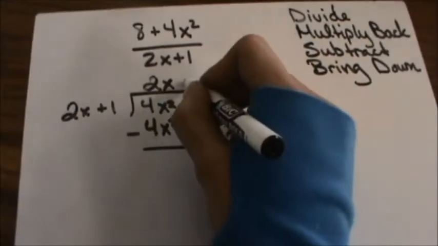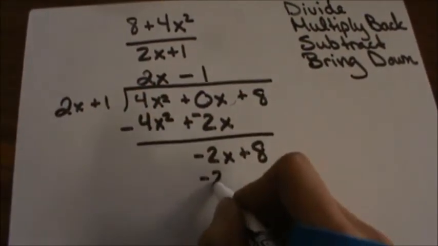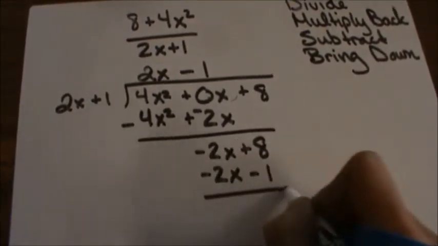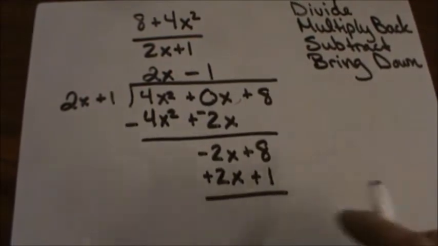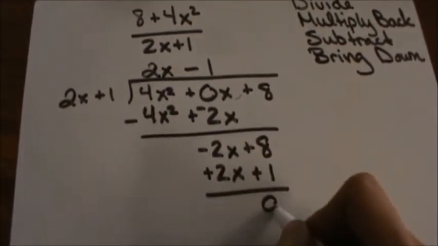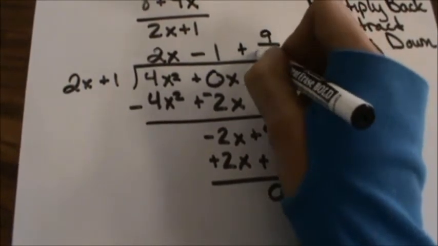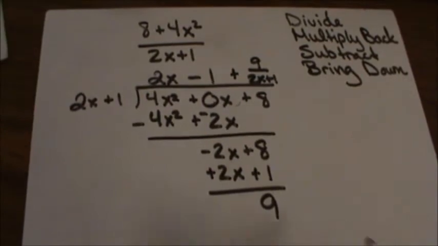2x into negative 2x is negative 1. Multiply back. Negative 1 times 1 is negative 1. Subtract, I'm going to go through and change the signs. This is 0, this is 9. Take the remainder. Final answer.